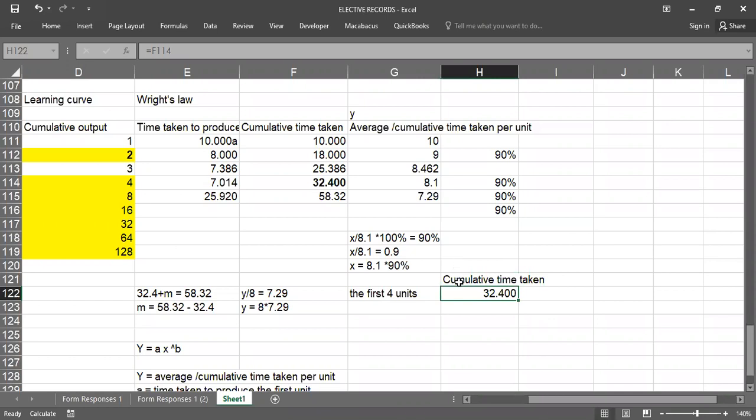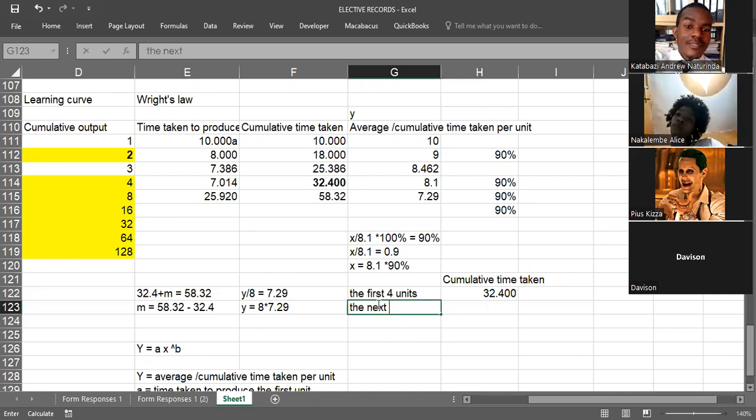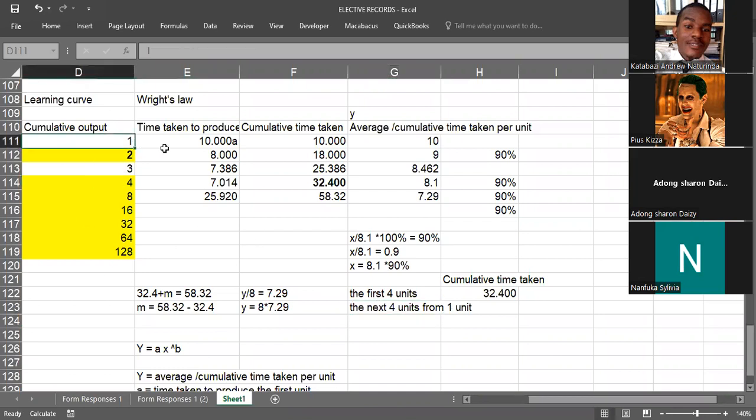The answer is that. If it is time taken, the answer is 7.0. Okay, the first 4. But if I ask for the next 4, the next 4 units from 1, okay, that we had a 1 unit of ours.